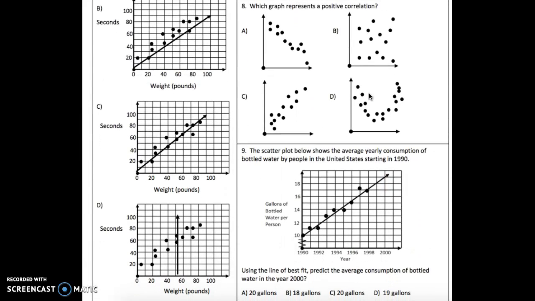Okay, number 8. Which graph represents a positive correlation? So A is going negative. B looks like no correlation. They're spread everywhere. C looks positive. As one goes up, the other goes up. D looks like a smiley face. So no. Letter C it is.